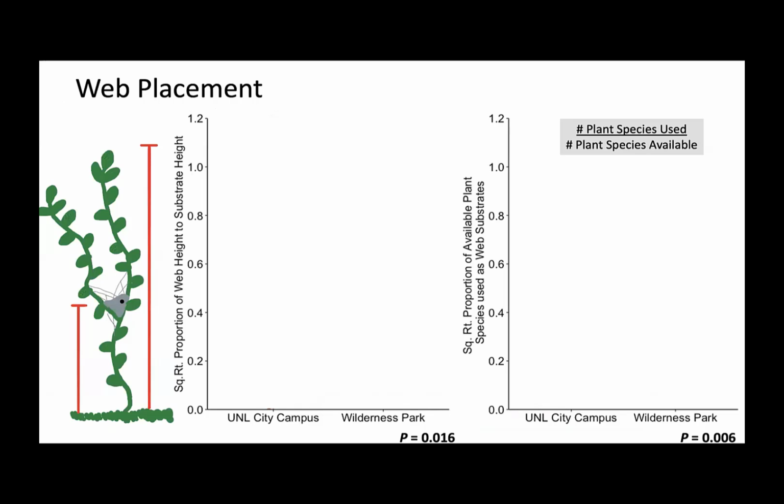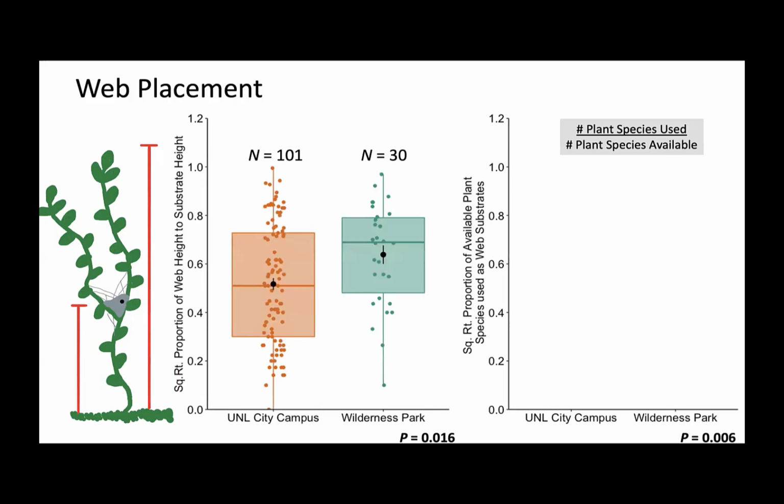So if we look at web placement, just to remind you again, we measured the height of the web and corrected that for the total height of the web substrate. And we found that webs were significantly lower on their substrates on city campus than they were in Wilderness Park.